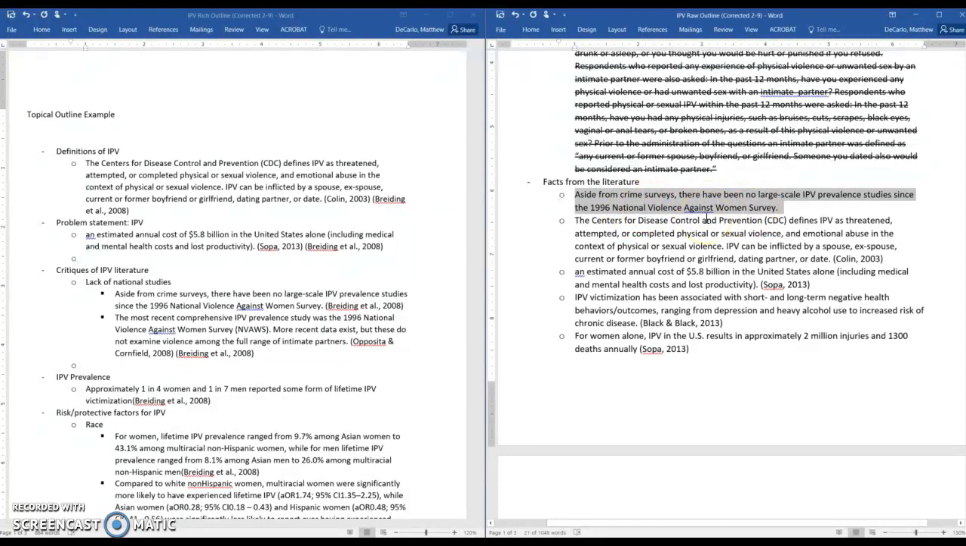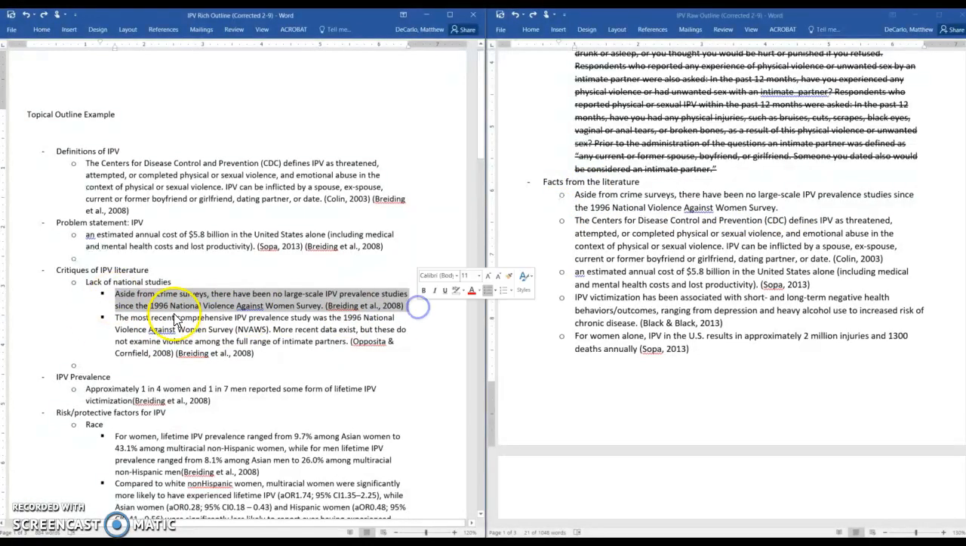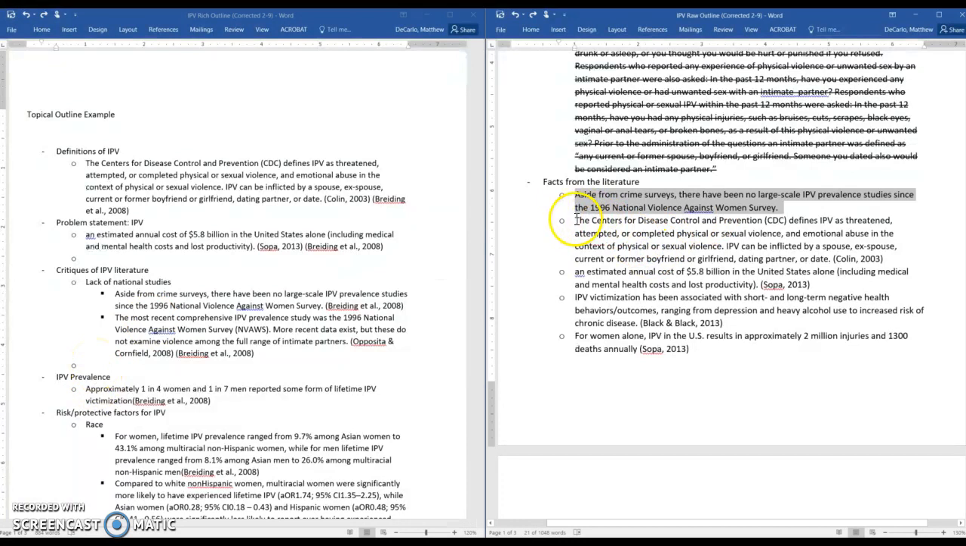Now, the thing you have to ask yourself is, what is this little bit of information? For me, this seems like it's a critique of the literature and the fact that there are no national studies. So what I would do, select that, and copy it right here. If I'm just starting this outline, I would try and create those topics, critiques of IPV literature, lack of national studies, and see if there are other things that come up. All right, let's look at the second point.